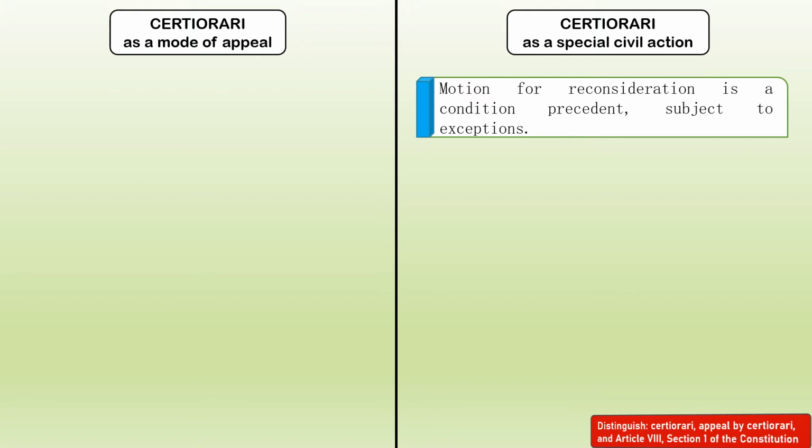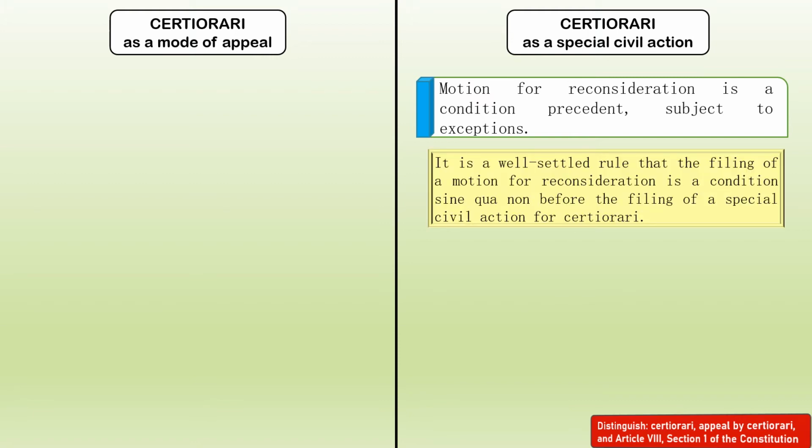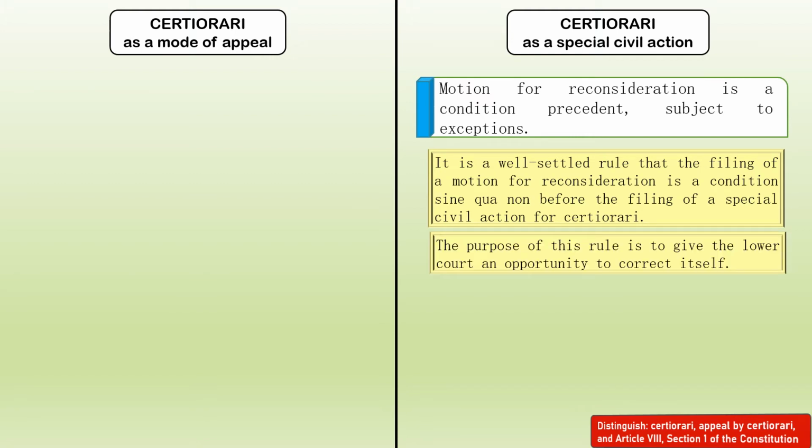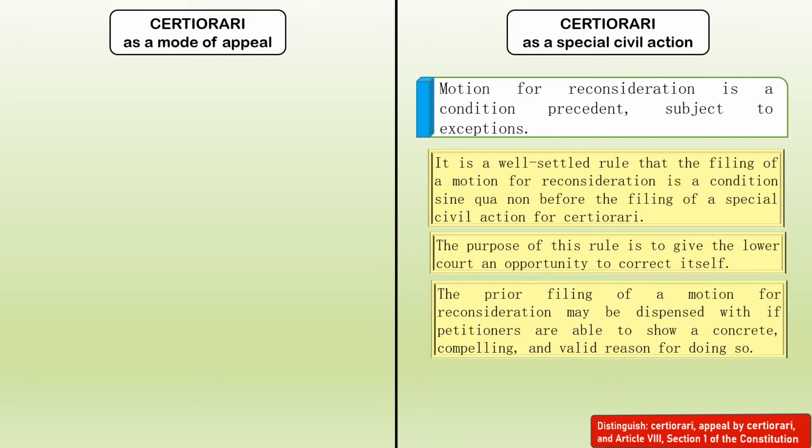Next, in Rule 65, what is the rule? You have to file your motion for reconsideration. That is a must. That is a condition precedent, subject to exceptions. So again, it is a well-settled rule that your MR is a sine qua non condition before you can file your petition for certiorari. What is the purpose of that? The purpose of that rule is you want to give the lower court an opportunity to correct itself. But is that rule absolute? Again, subject yan to exceptions. It may be dispensed with if petitioners are able to show a concrete, compelling, and valid reason for doing so.